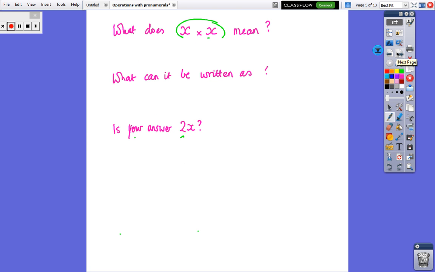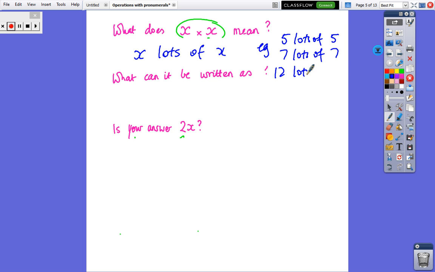So, I've already started. What does x times x mean? What could it be written as? And is your answer actually 2x? So can you write down 3 statements? Talk to a friend next to you if you need to, but when you're ready, come back live. Okay, so x lots of x, like 5 lots of 5, 7 lots of 7, 12 lots of 12. That's what x times x means. 5 lots of 5, 7 lots of 7, 12 lots of 12, x lots of x.